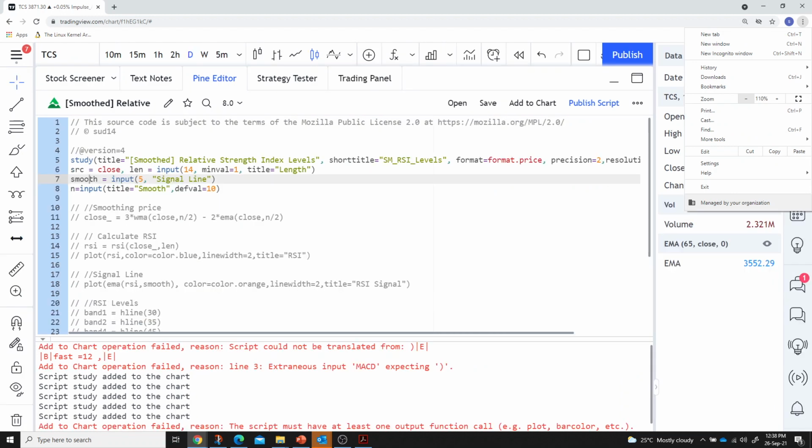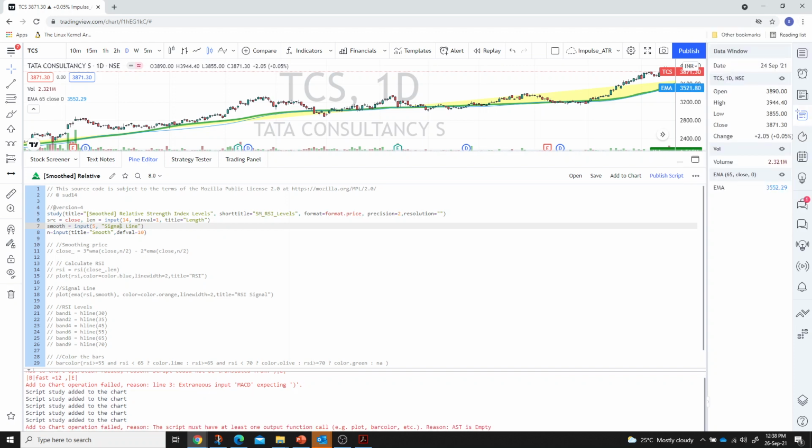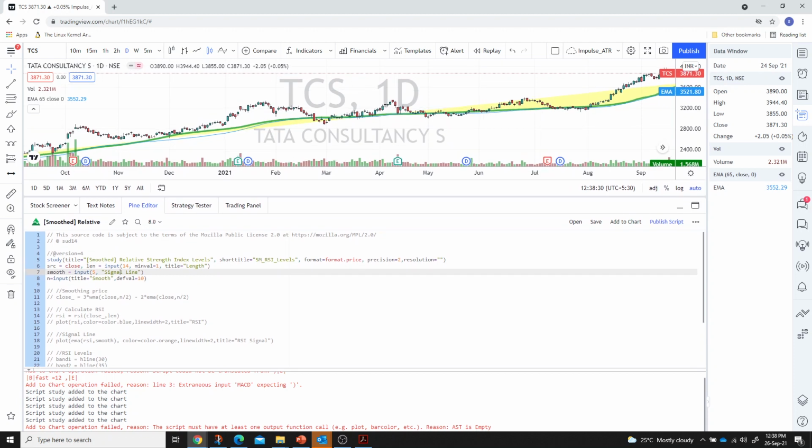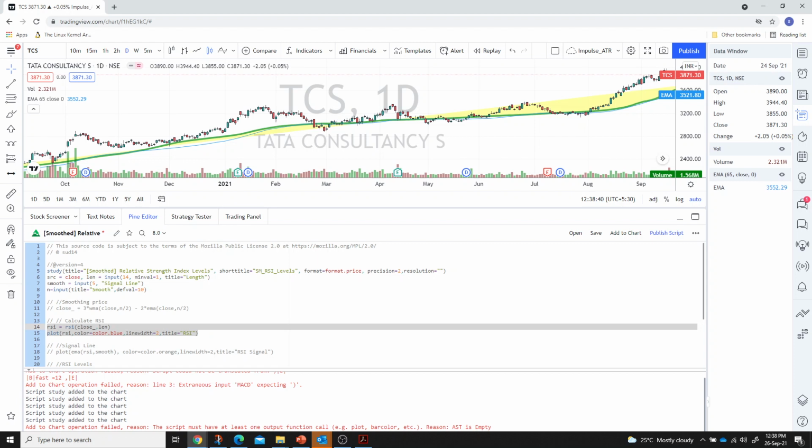So this indicator by default will not compile. There is a compilation issue currently. It's saying that you should plot something. Your indicator should show something. So what I do is I will enable this. Let's calculate RSI and just plot RSI as it is. So yeah, I'll say add to chart.